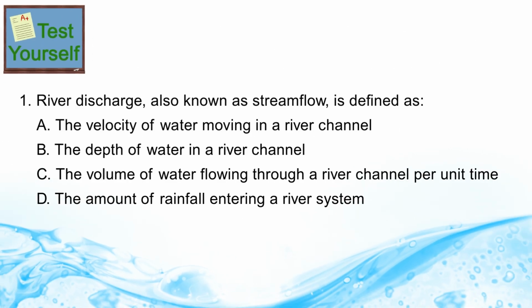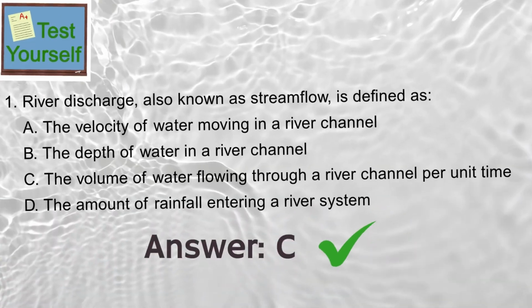Test yourself. Let's go. 1. River discharge, also known as streamflow, is defined as: a. The velocity of water moving in a river channel. b. The depth of water in a river channel. c. The volume of water flowing through a river channel per unit time. d. The amount of rainfall entering a river system. The answer is C.